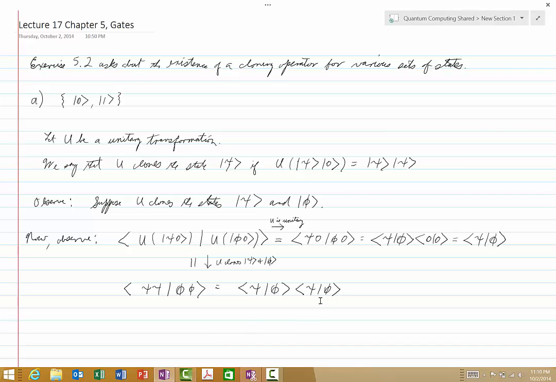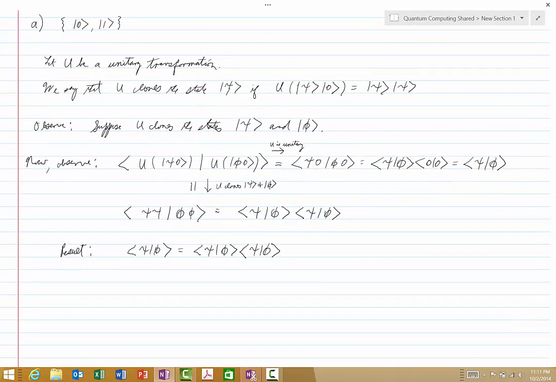And now, look at what we have at the two ends of this long equation. We have, and of course we have obtained this quite quickly, that the inner product of psi with phi is equal to the inner product of psi with phi multiplied by the inner product of psi with phi. And of course then this means that the inner product of psi with phi can only have two possible values, and that is 0 or 1.